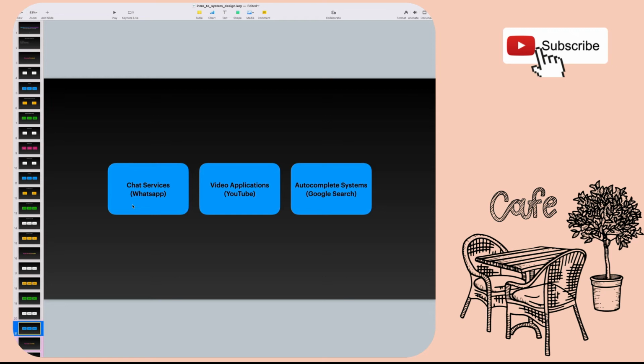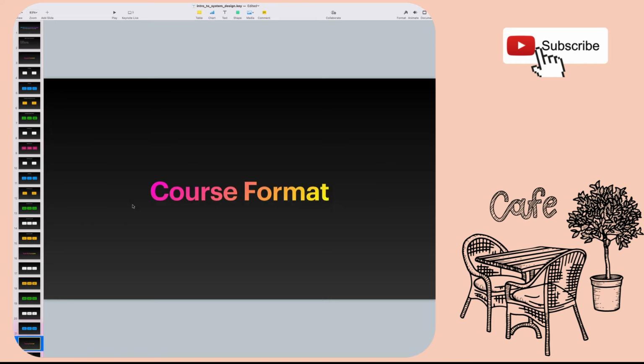And finally, I'm going to talk about some autocomplete systems like Google Search or literally any kind of search engine where you get suggestions as you type. So it uses a lot of different data structures and how the whole thing works. We're going to talk about it and then design it from scratch. So that's going to be the content of the course. So it's going to be the theory content and then the more real life examples, right?